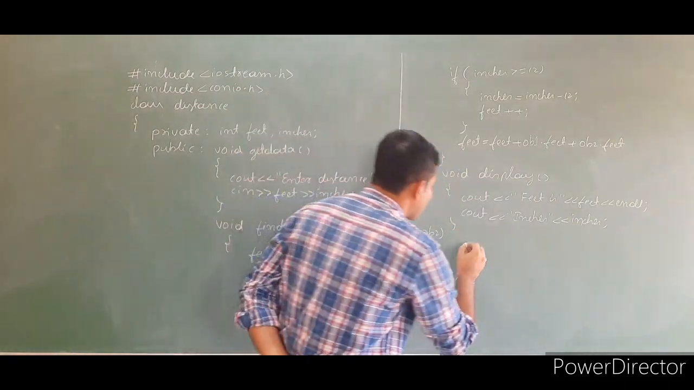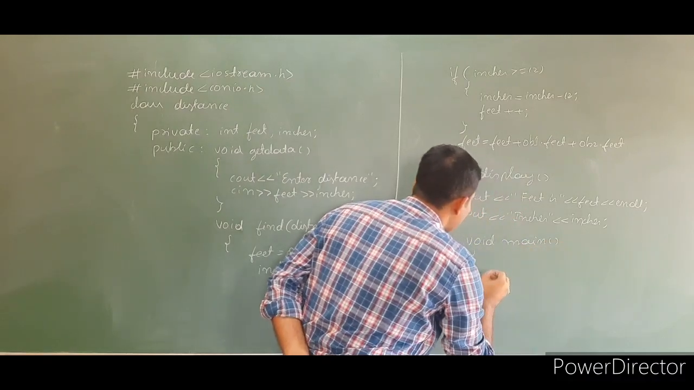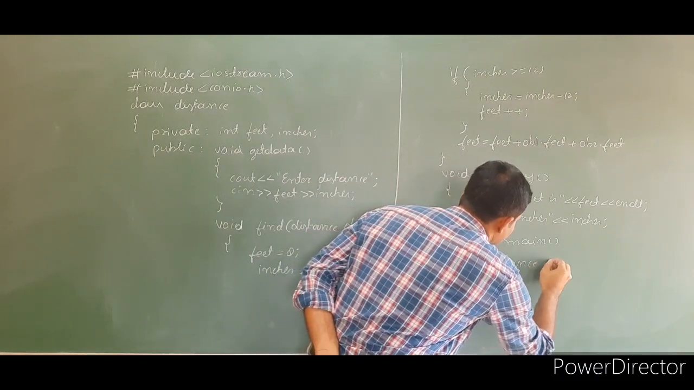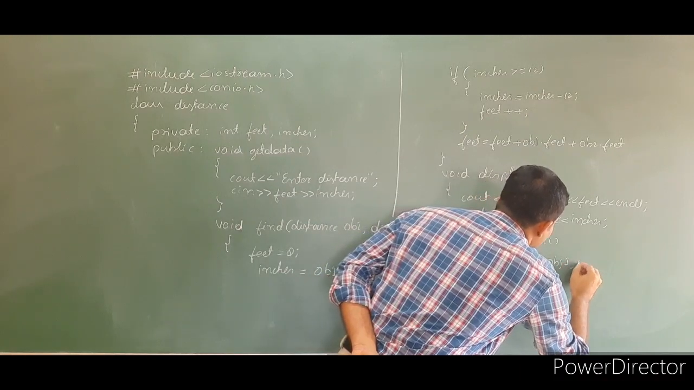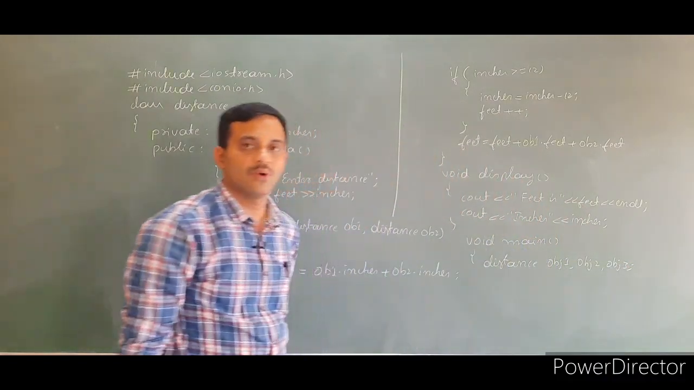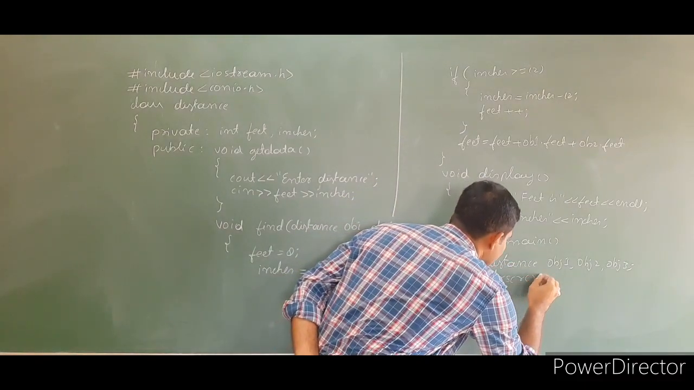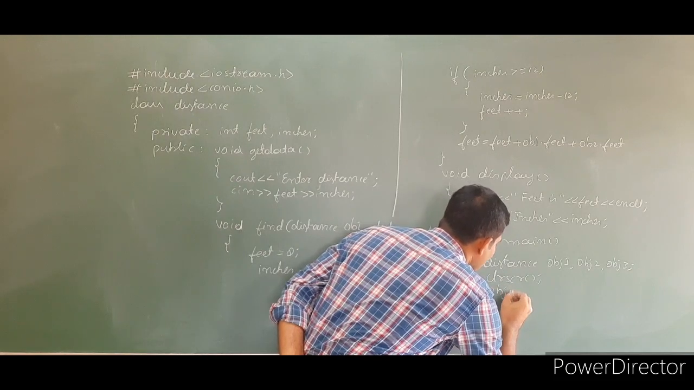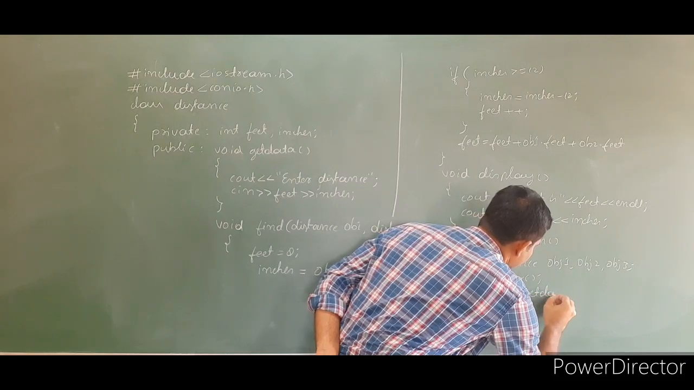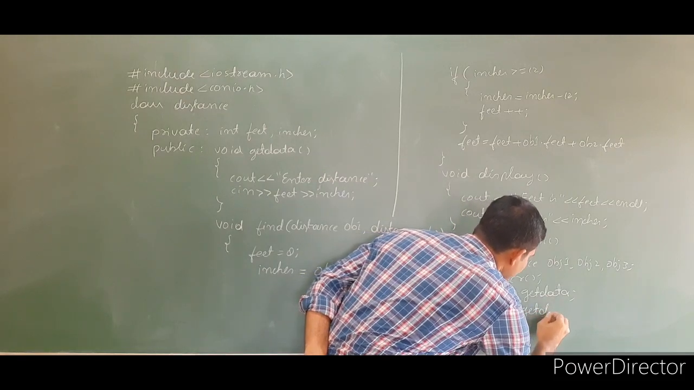Then we have to write the main program. Void main. In the main program we create three objects for the class distance: obj1, obj2, then obj3. obj1, obj2, obj3 are the three objects. clrscr to clear the screen. Next we call the function obj1.getdata, then obj2.getdata.